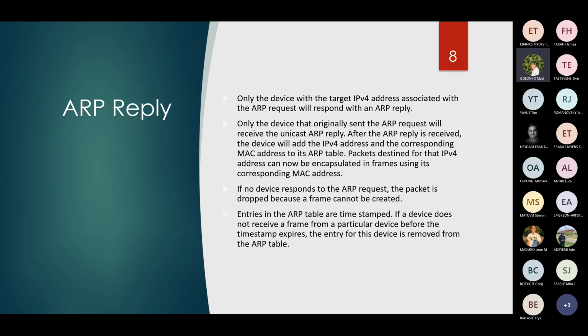Packets destined for that IPv4 address can now be encapsulated into frames using its corresponding MAC address. If no device responds to the ARP request, the packet is dropped because the frame cannot be created. And entries in the ARP table are timestamped. If the device does not receive a frame from a particular device before the timestamp expires, the entry for this device is removed from the ARP table.